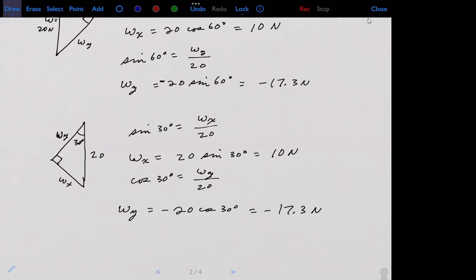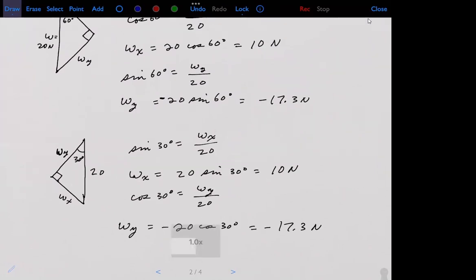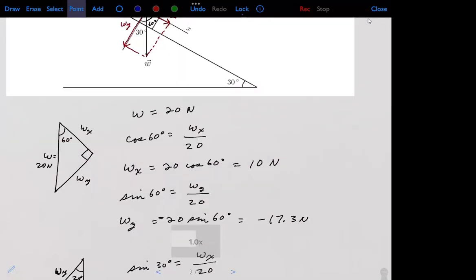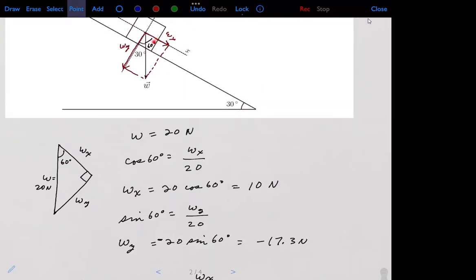My recommendation: if you feel comfortable, do it however you want. If you're just learning this stuff, then it's probably easier to always use the reference angle, right? The angle that the vector makes with the x-axis, either positive or negative, depending on what quadrant you're in. If you use a reference angle, then the x component will always involve cosine and the y component will always involve sine.